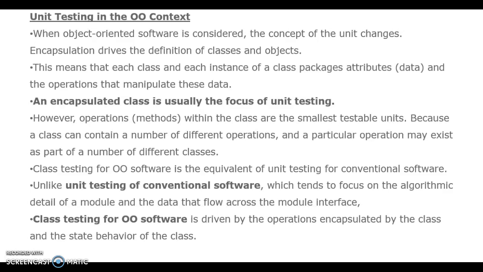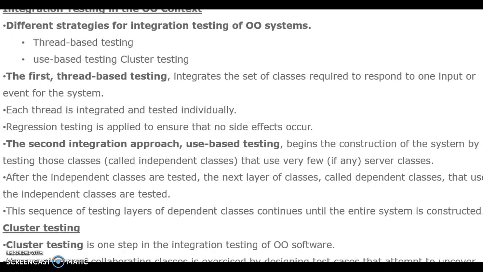Class testing for object-oriented software is equivalent to unit testing for conventional software. Unlike unit testing of conventional software, which tends to focus on the algorithmic details of a module and the data flow across the module interface, class testing for object-oriented software is driven by the operations encapsulated by the class and the state behavior of the class. The next testing process is integration testing.